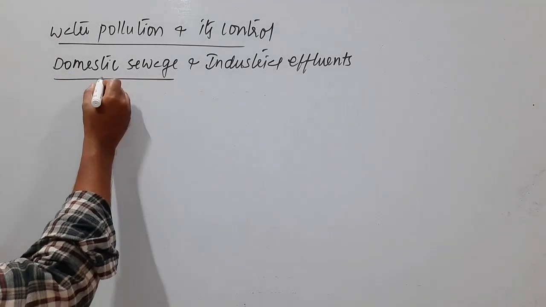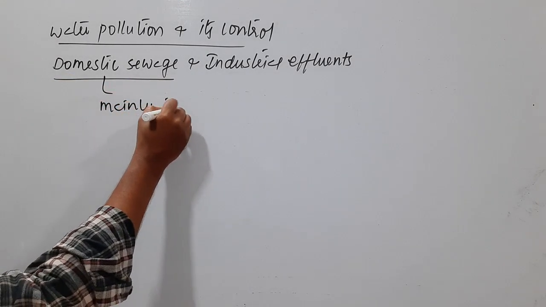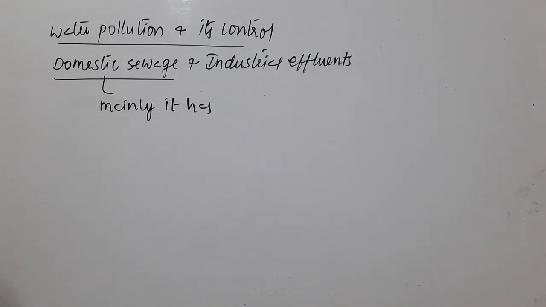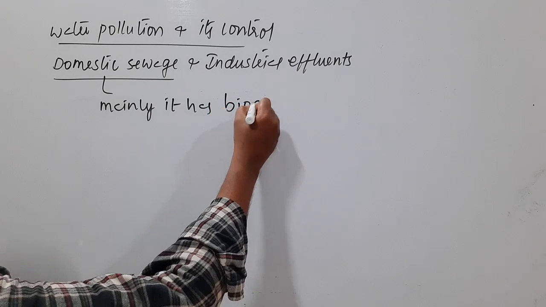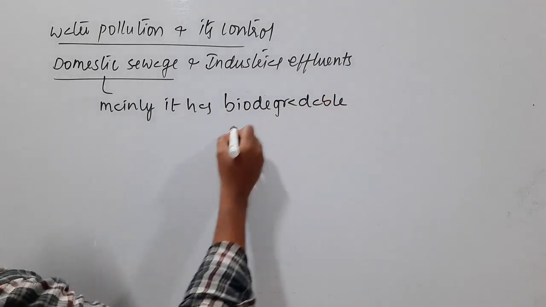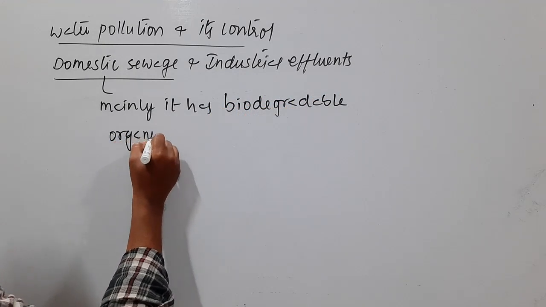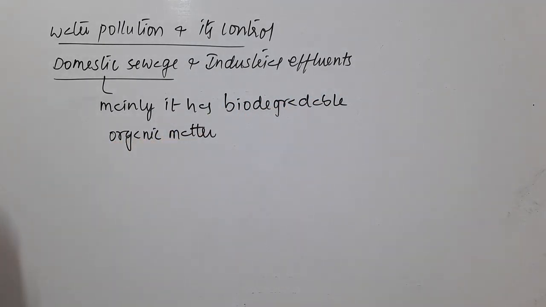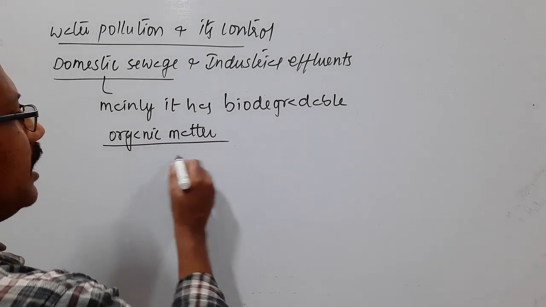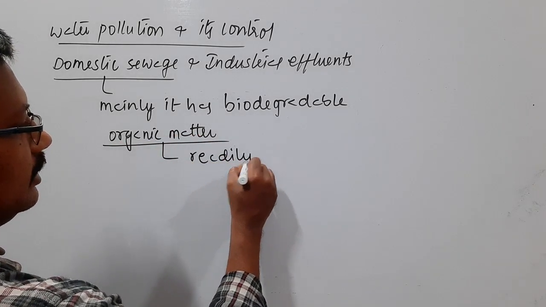Now this domestic sewage mainly has biodegradable organic matter. Whatever food items we throw into the drainages all together make the organic matter in the sewage water. And this organic matter, as I already mentioned, is biodegradable. So this organic matter readily decomposes.